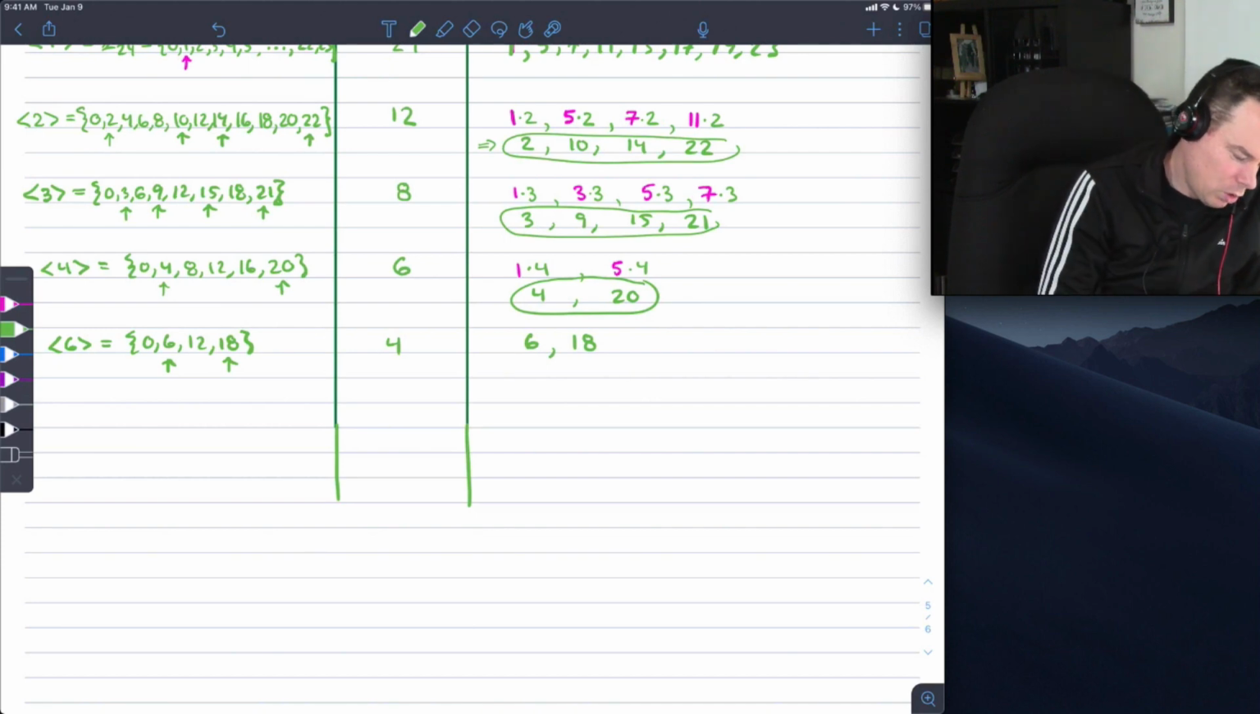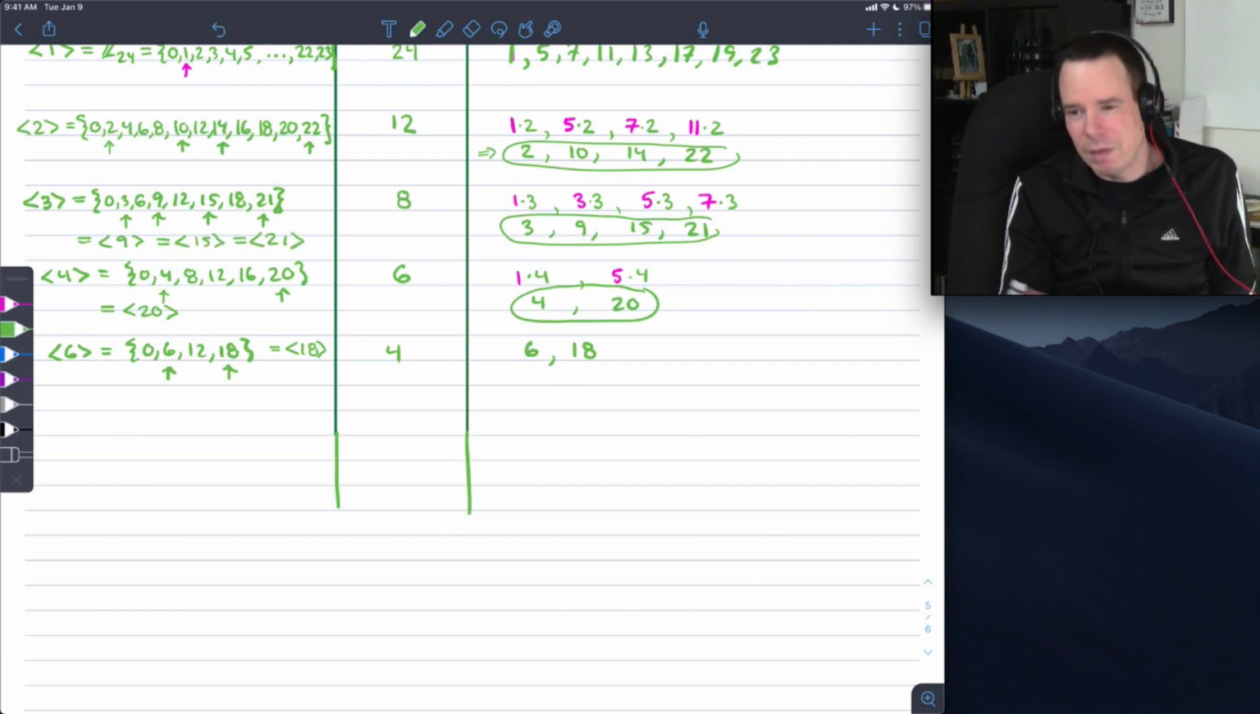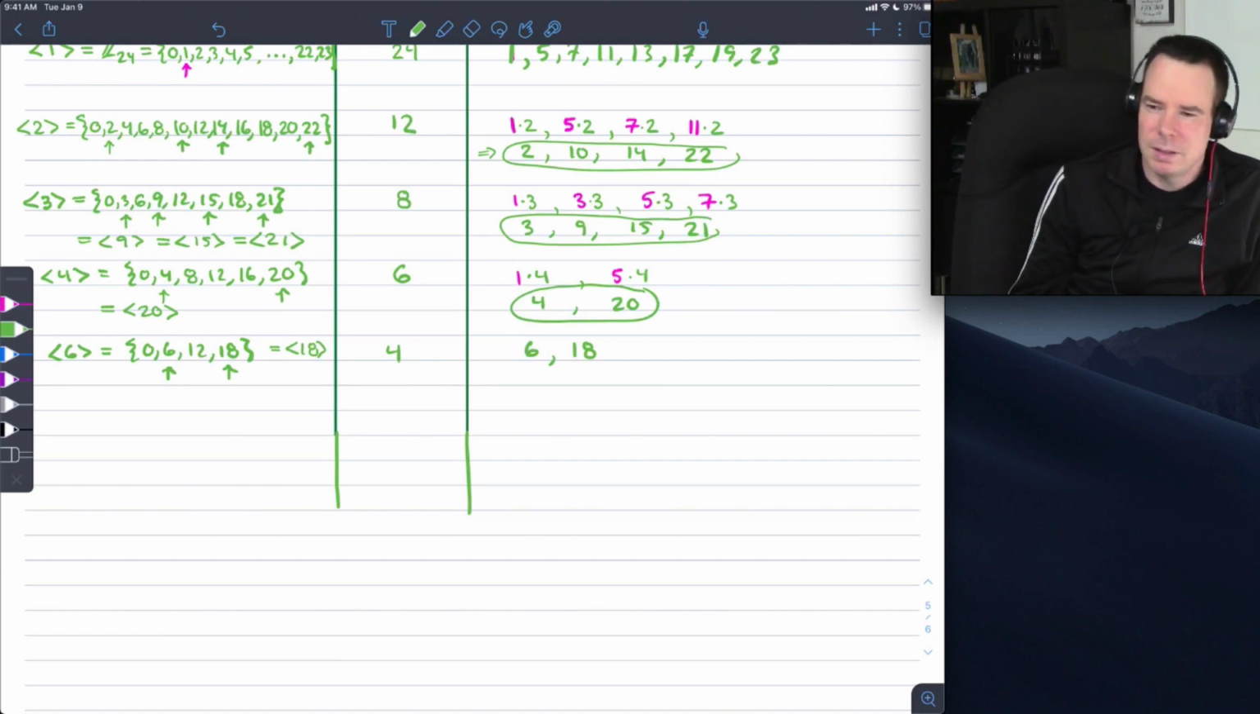And so maybe I should point out here at this stage, we could write this as generated by 18. And similarly over here, I could write this as generated by 20. And in the previous case, I could write this as generated by 9. Or I could write it as generated by 15. Or generated by 21. Right, we have all of those different ways to write that subgroup.